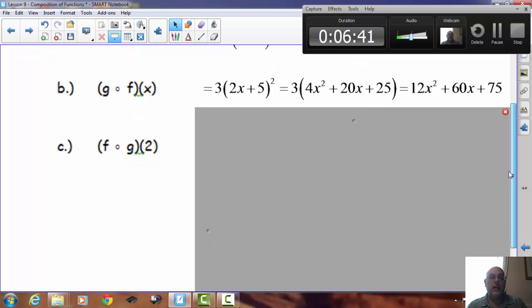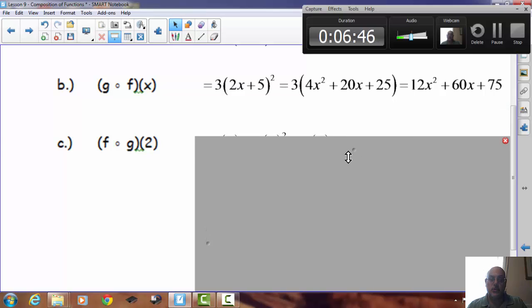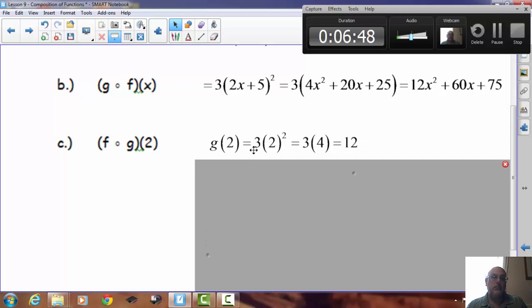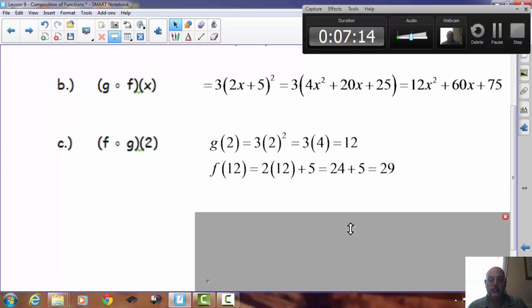Now let's look at f following g of 2. We need to evaluate g of 2 first. So you put the 2 where the x is. So you have 2 squared is 4. 3 times 4 is 12. That becomes the input into the next part of the function. So we will evaluate f of 12. So 2 times 12 plus 5. 2 times 12 is 24 plus 5. So the answer is f following g of 2 is 29.